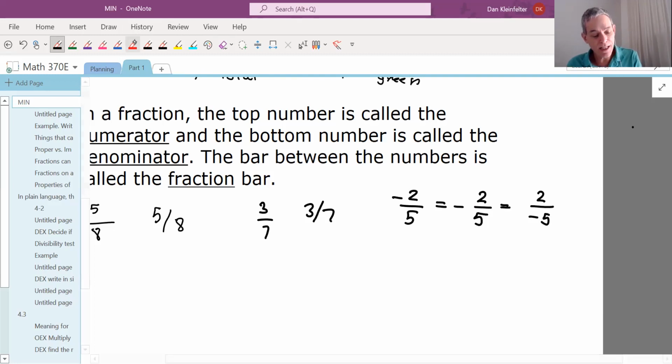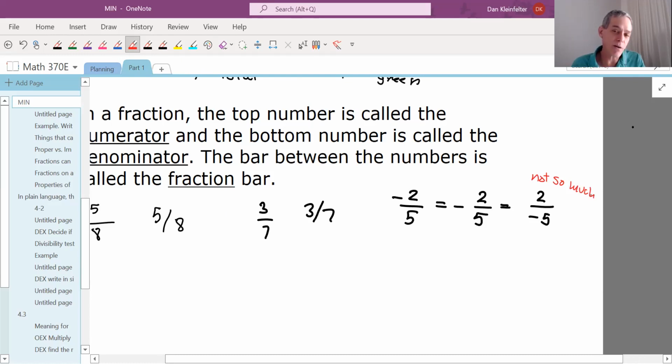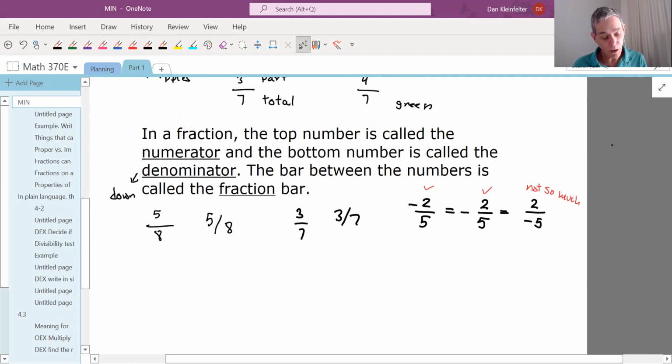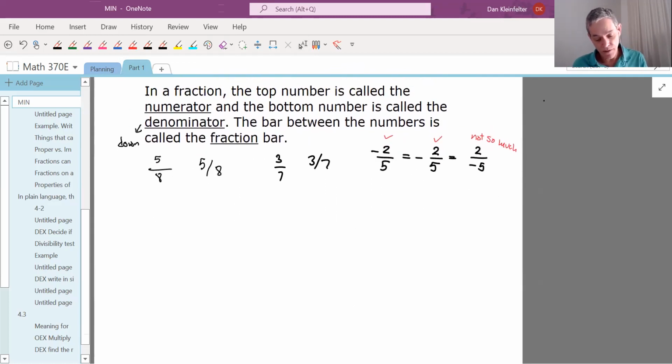But we usually try to stay away from that. The more advanced you go in math, the less you're going to see that at the bottom. But there, it has its uses. It's just more commonly in front of the numerator or in front of the whole fraction. Okay, all right, so that's good for now.